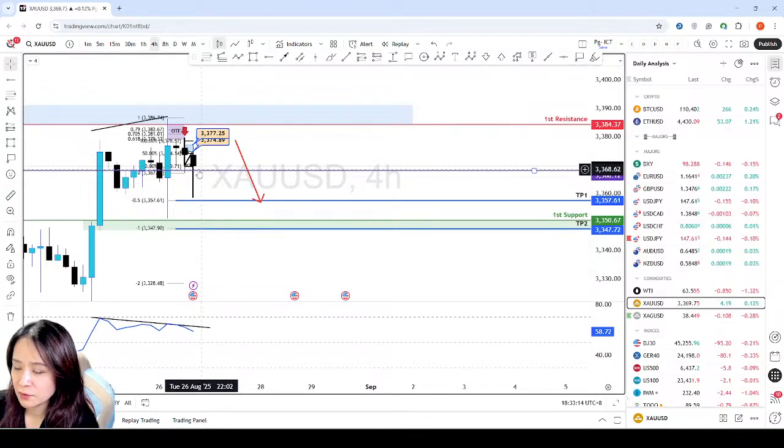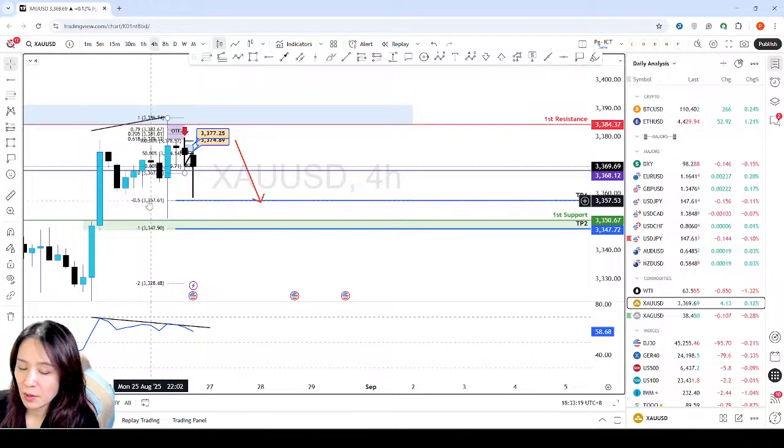TP1 soon for the scalping is more than 50 pips, and TP2 is here, about 100 pips.